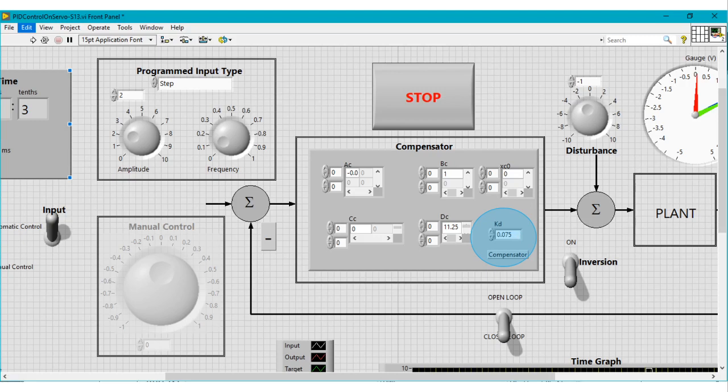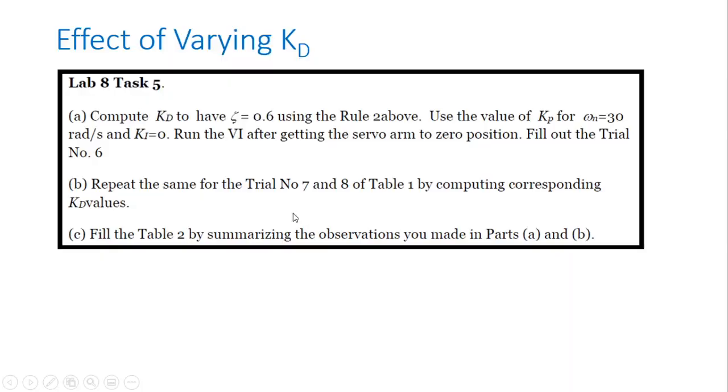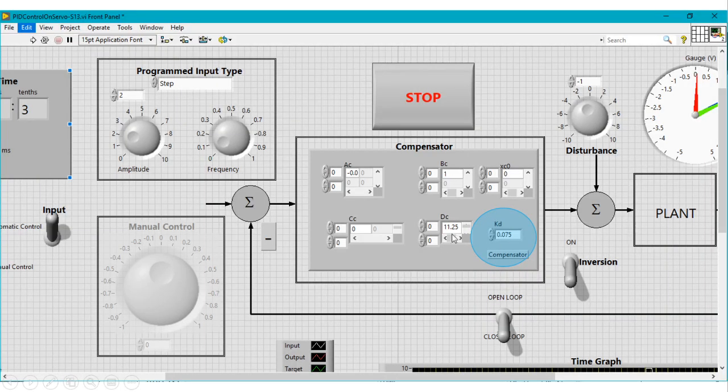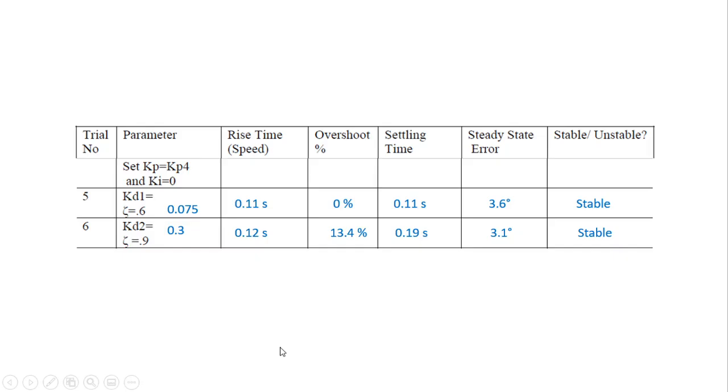And Kp, I think the third one, is 11.25. Was it the third one or fourth one? I just read it. Kp corresponds to omega n equal to 30, so that's 30 squared divided by alpha, which is 11.25. So you only change this number, because I think that was the last trial. You only change Kd from 0 to that number.